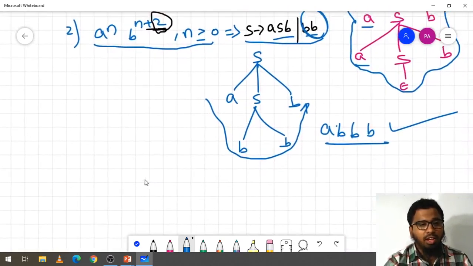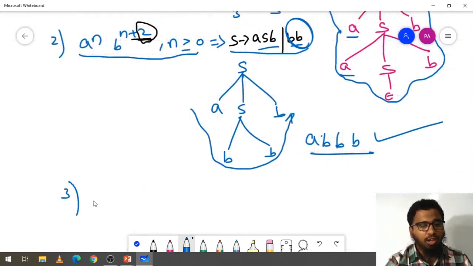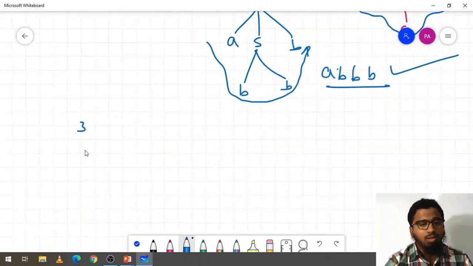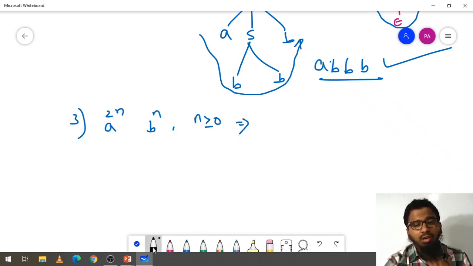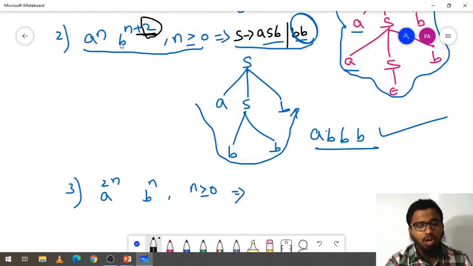Now we will take another example, that is 3, where I am taking a power 2n and b power n, and n greater than or equal to 0. For this, how can we write the grammar? Just now we saw a power n and b power n. But here a power 2n, what is this 2n? We need to see here.